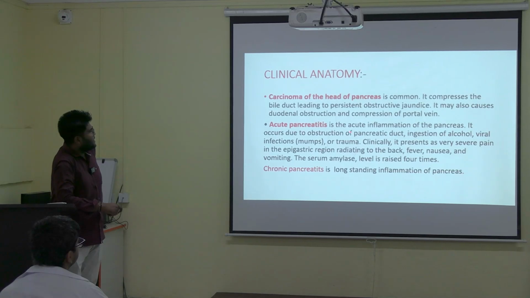Next is acute pancreatitis. It is due to obstruction of the pancreatic duct, so the diseases mainly happen in the ducts. It mainly happens with alcohol ingestion, viral infection and trauma. The patient comes with very severe pain radiating to the back, and fever. And chronic pancreatitis is long-standing inflammation of the pancreas.